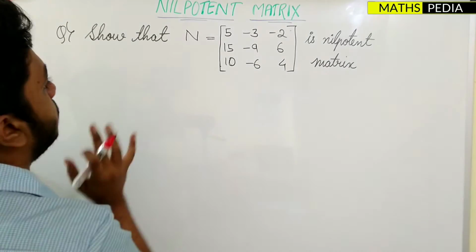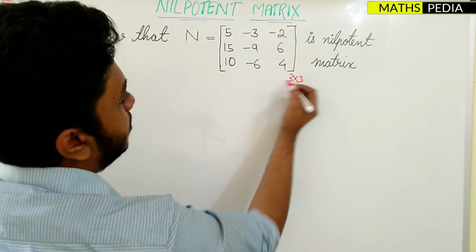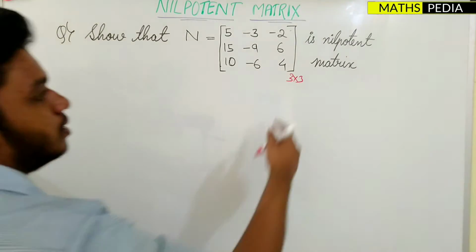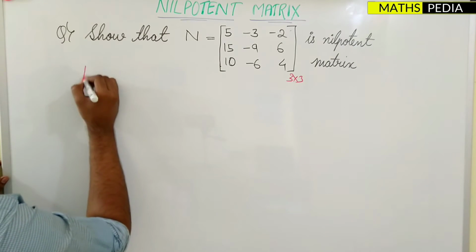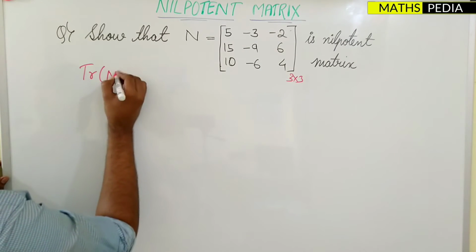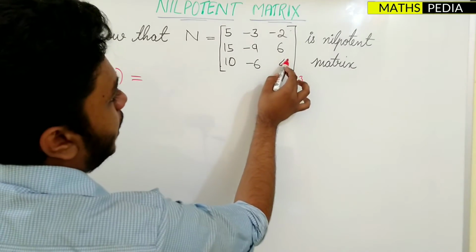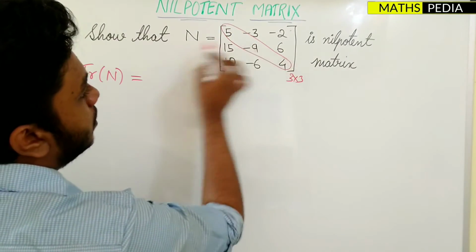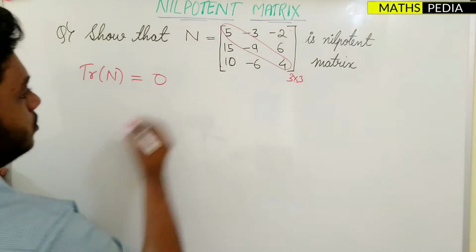So let us see one more problem. Here it is: a 3 cross 3 square matrix is given, and we have to prove that it is a nilpotent matrix. Now the first step is that the first condition we need to satisfy, that is the trace of the given matrix N should be equal to 0. Let us see. So the sum of diagonal elements: 5 plus 4 minus 9 is 0. Okay, so this is satisfied.